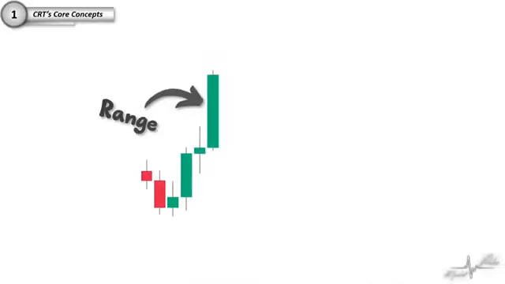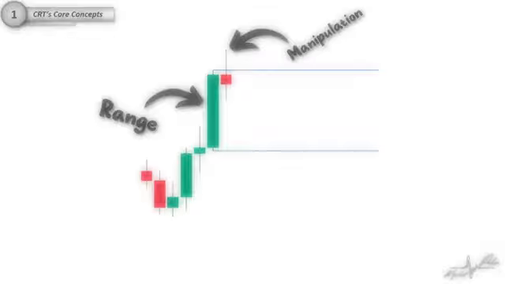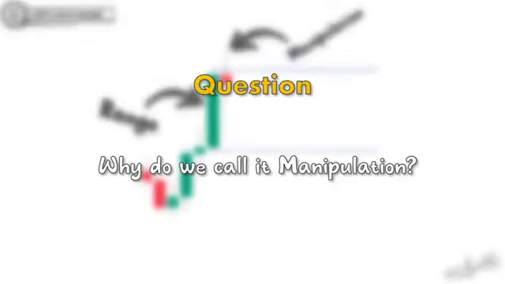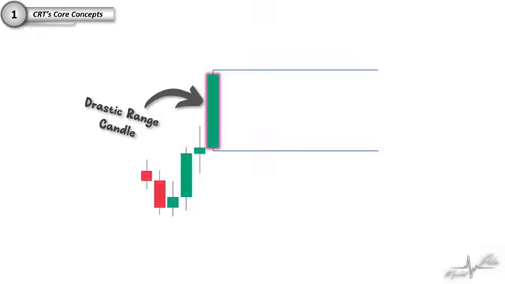This is our range candle. Notice how the price briefly breaks above the range with a wick, then quickly returns inside. This is where manipulation takes place. But why do we call it manipulation? Because once that drastic candle closes, it leaves traders with a powerful illusion. Above that high, many traders believe a bullish breakout is coming, so they place a buy order above these highs expecting the price to continue upward. They even place the stop losses below this close.